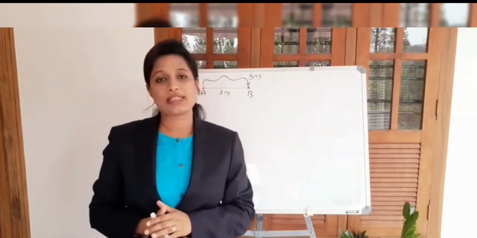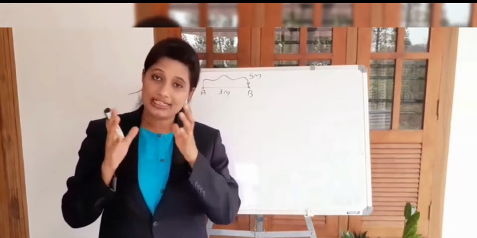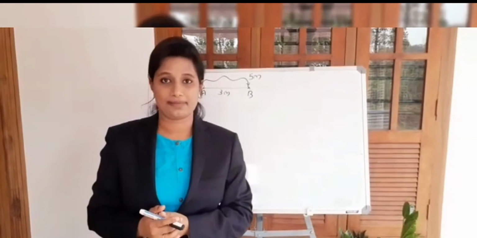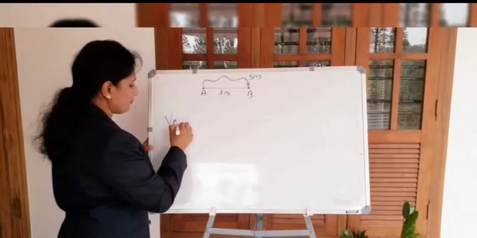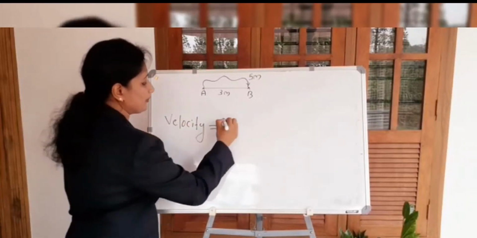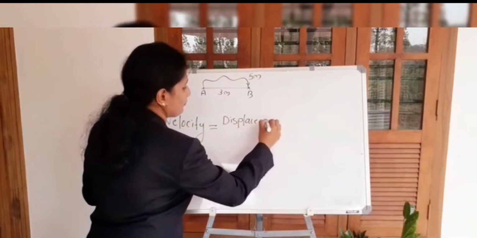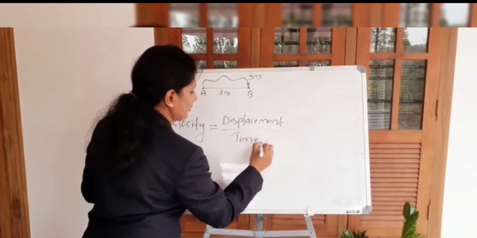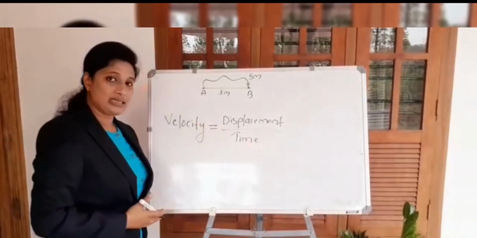Then coming to the concept of velocity. Velocity describes the total displacement of an object with respect to time. So we can represent velocity as: velocity is equal to displacement divided by time. Velocity is equal to displacement divided by time.